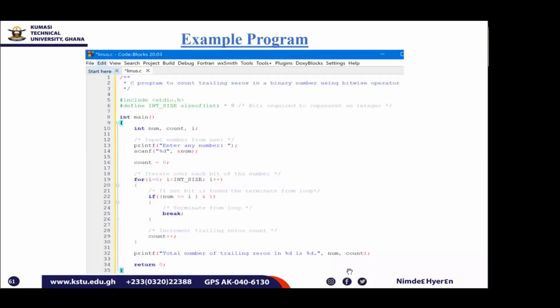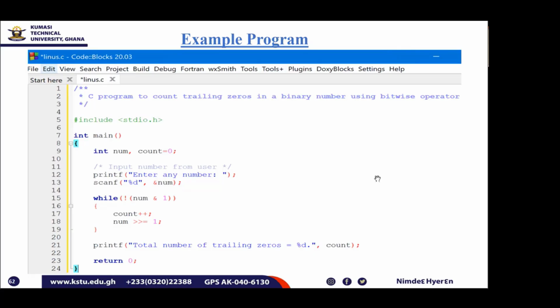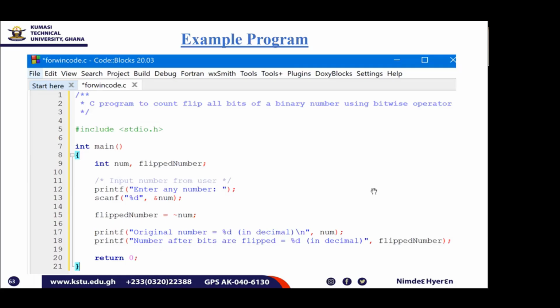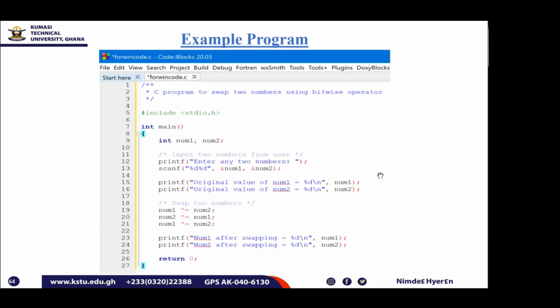Another example has been given where it is used to count trailing zeros in a binary number using bitwise operators. So you can just take your time and go through these examples.